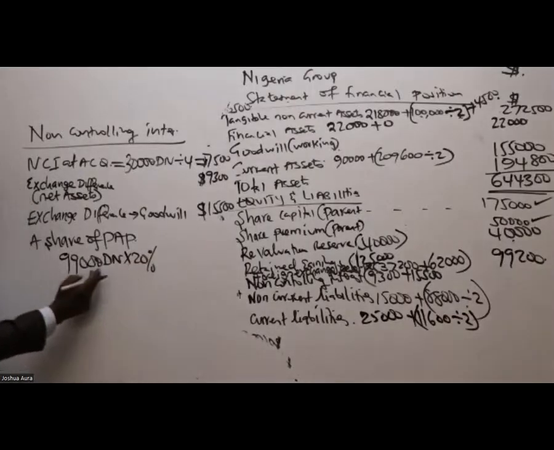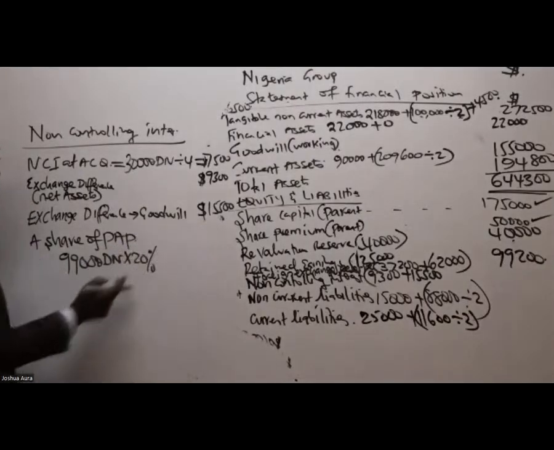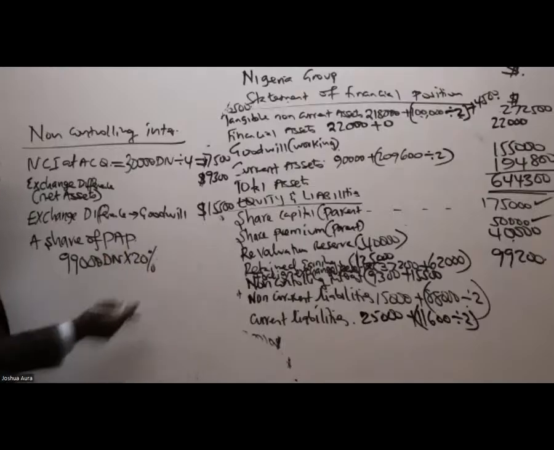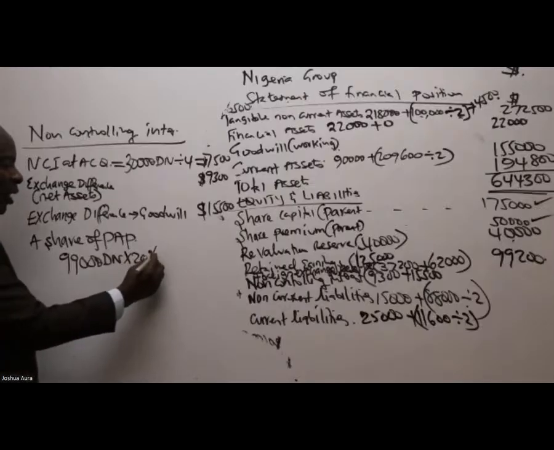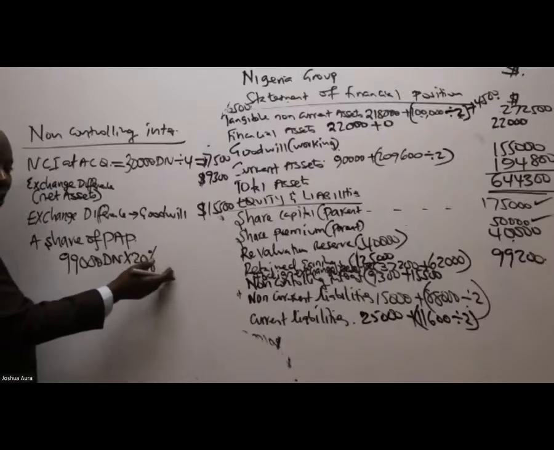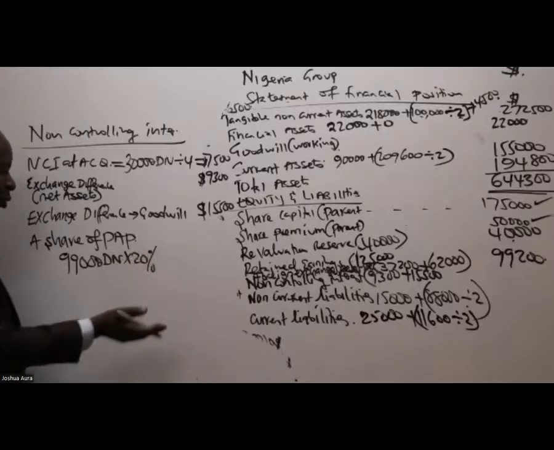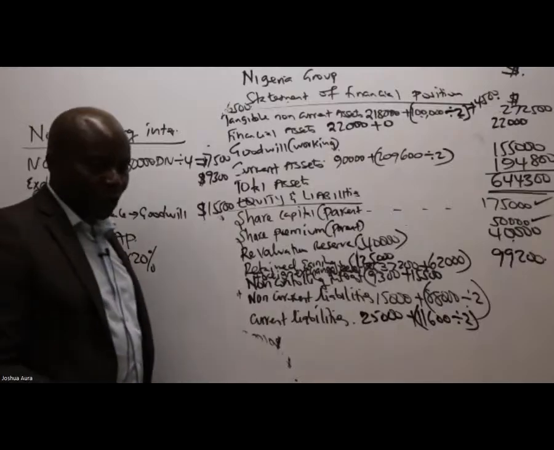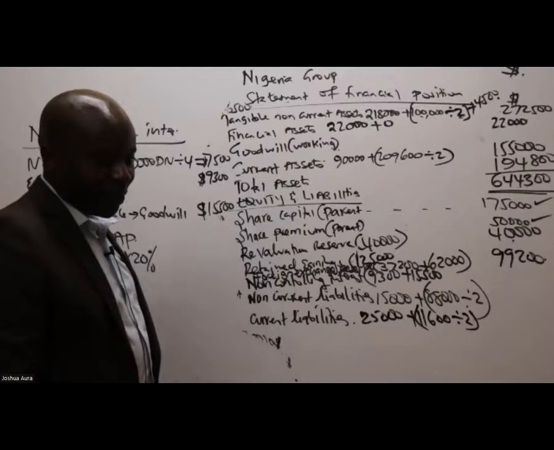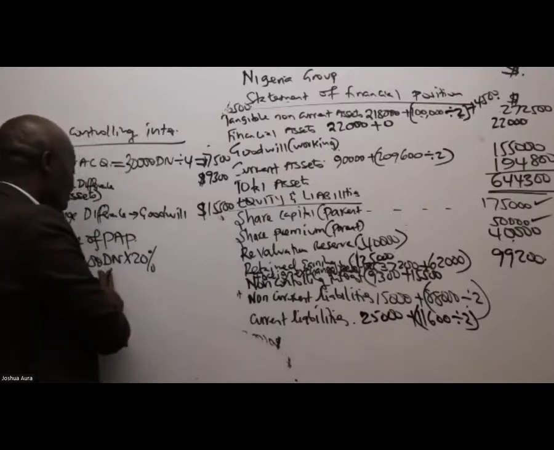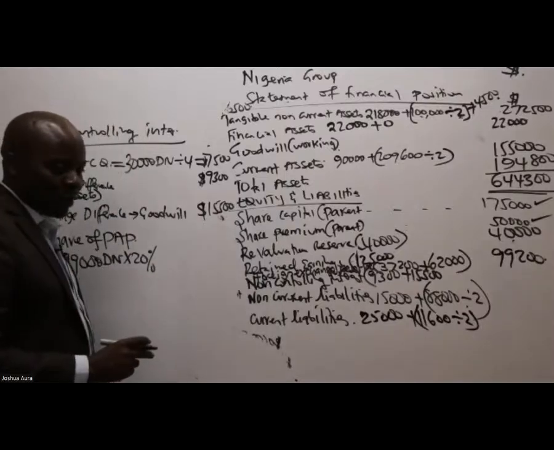But again, remember, this has to be retranslated to get into dollars. Can somebody in this case give me the translation rate? Should I use 4 or 2? What should I use here, somebody? In this case here, this PARP. Should I use 4 or 2?